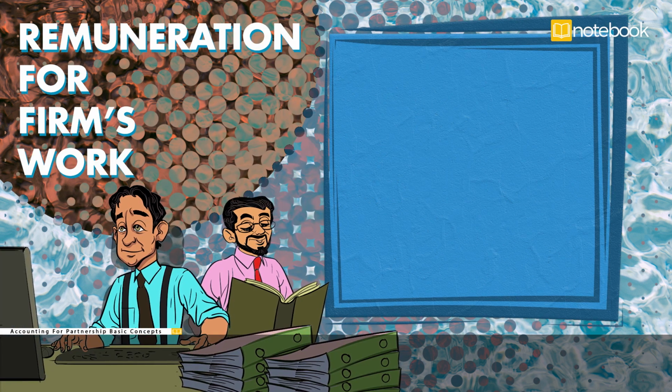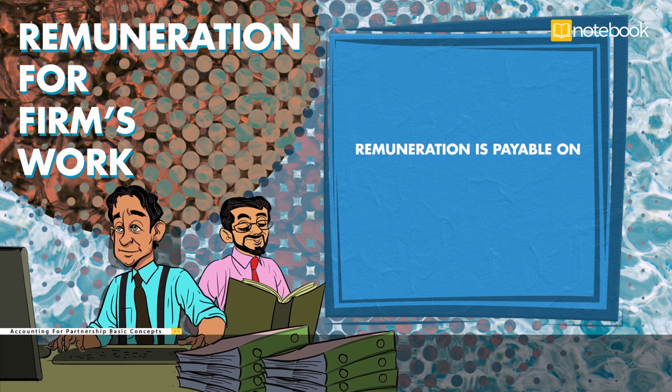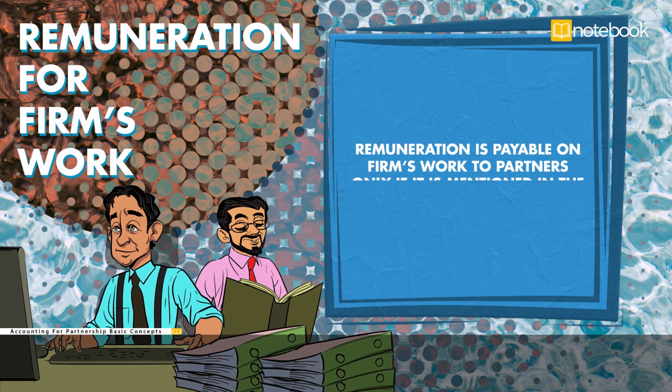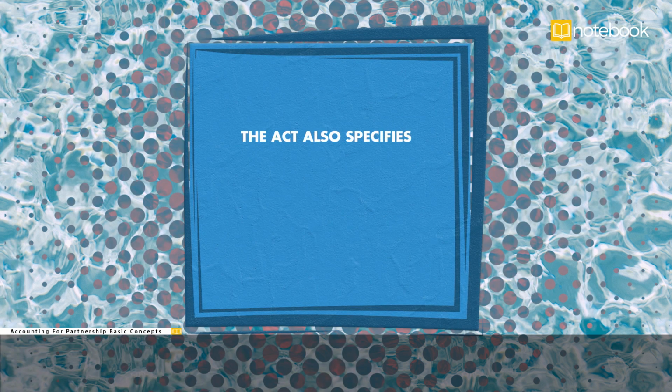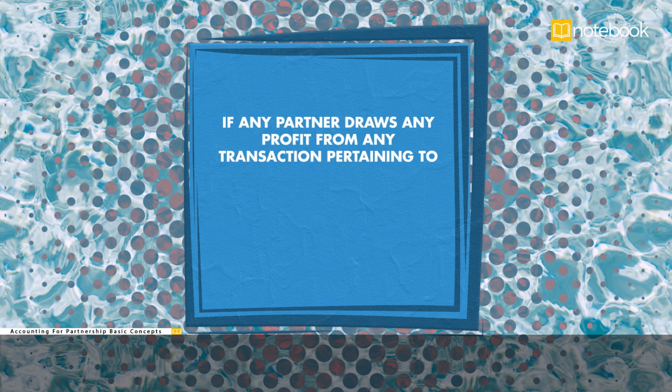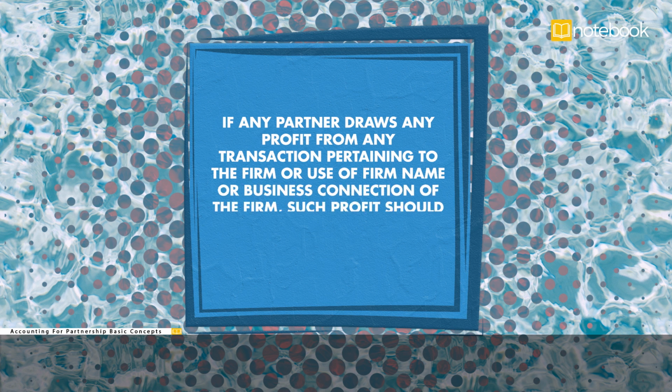Remuneration for firm's work. Remuneration is payable on firm's work to partners only if it is mentioned in the partnership deed. The Act also specifies that subject to the contract amongst the partners, if any partner draws any profit from any transaction pertaining to the firm or use of firm name or business connection of the firm, such profit should be accounted for and paid off to the firm.